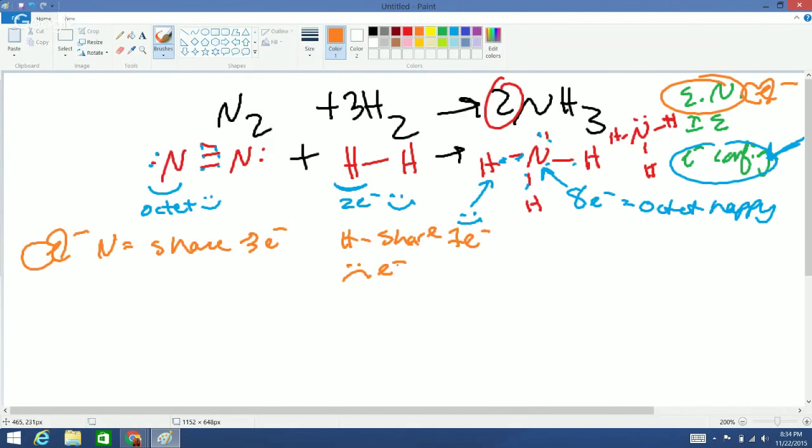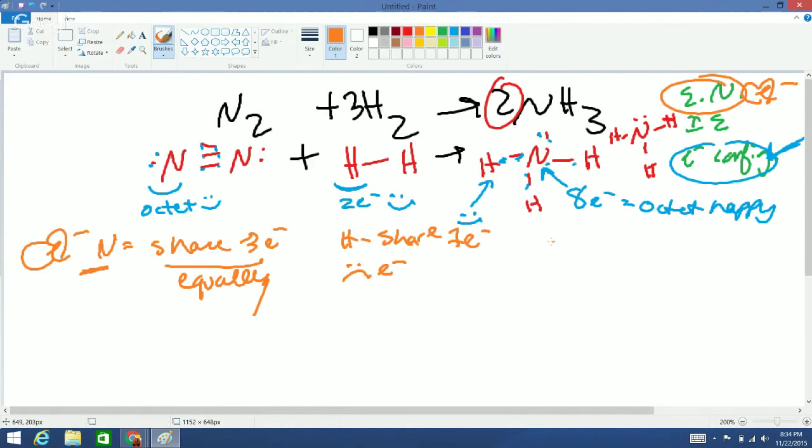Nitrogen loves it at like, I think, a 3.4-ish or something. So I can look on the periodic table and I can know that hydrogen loves electrons less than nitrogen. You don't have to know the exact electronegativity, but you do have to know which one loves electrons more than the other. So nitrogen loves electrons. Right now he's sharing 3 electrons with each other, and he's sharing them equally.